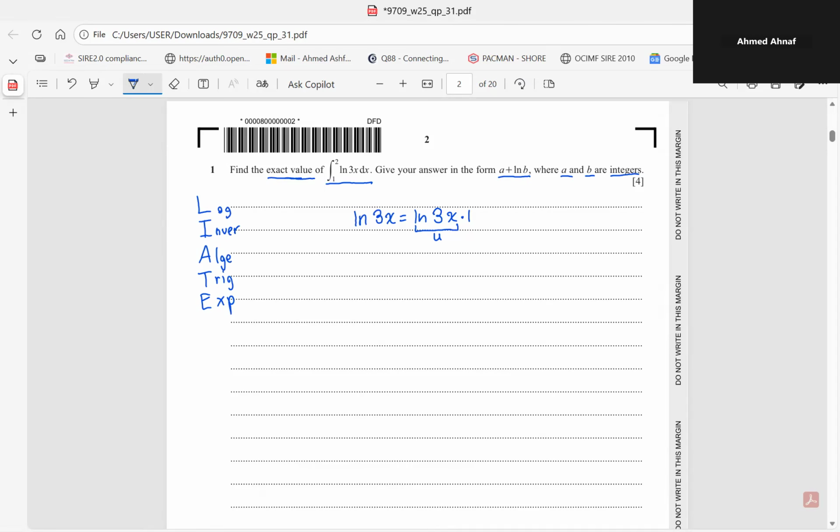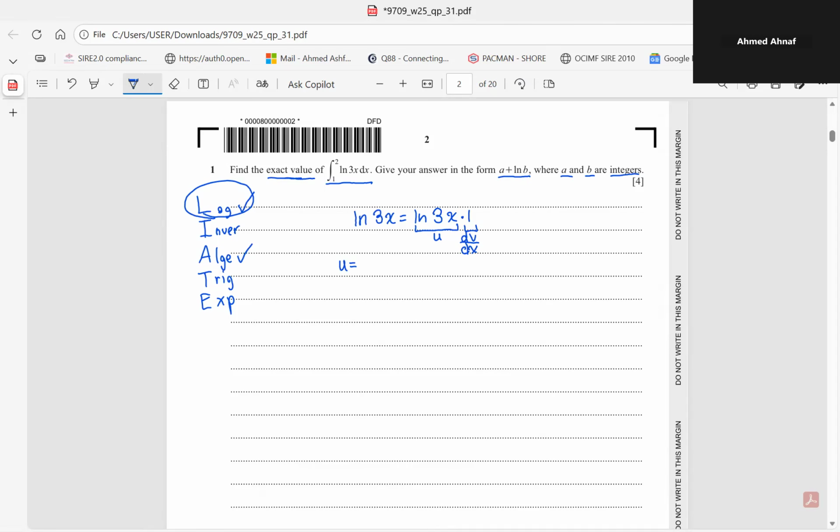To use this to figure out our u, we state what type of functions we have in LIATE. We have a ln expression, which is a log, as well as 1, which we can count as algebraic. Whichever appears earlier in the list, in this case log appears first before algebraic, we let that one be our u. So ln 3x is going to be our u, and hence 1 is going to be our dv/dx.